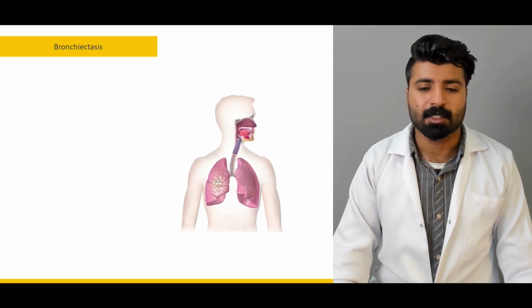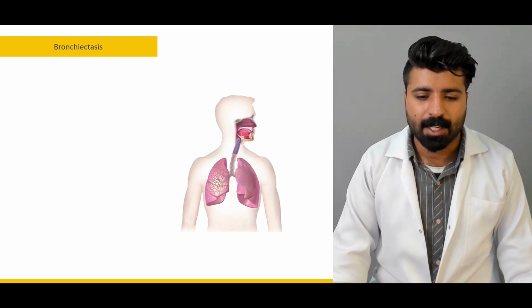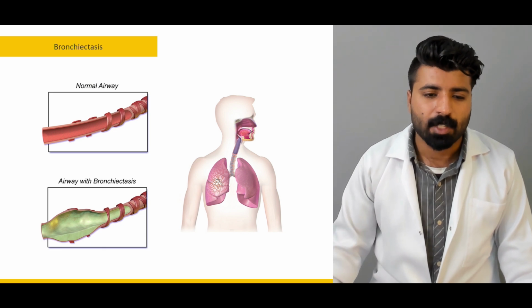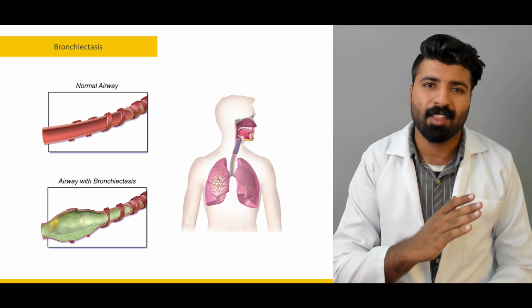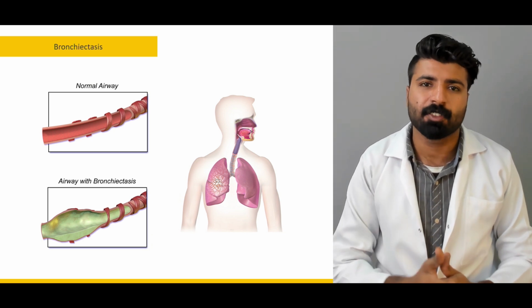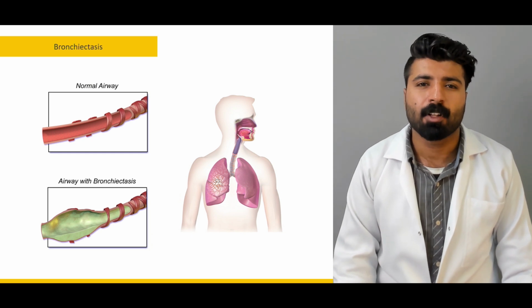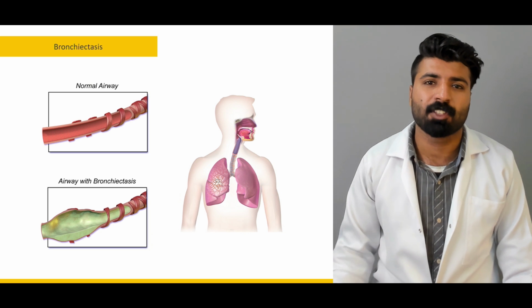Then comes bronchiectasis. What is bronchiectasis? We can show you on this diagram. Bronchiectasis is a permanent process. All of those are infections which can be dealt with. Bronchitis can be dealt with. Bronchiolitis can be dealt with. But bronchiectasis is a process which is permanent.